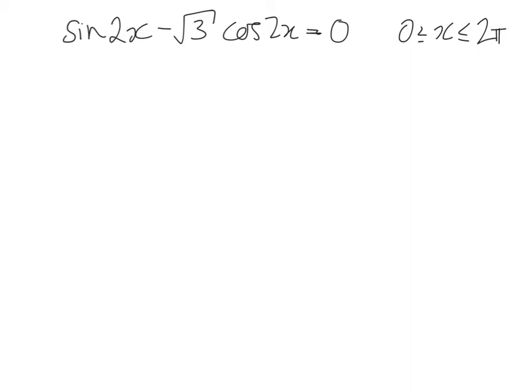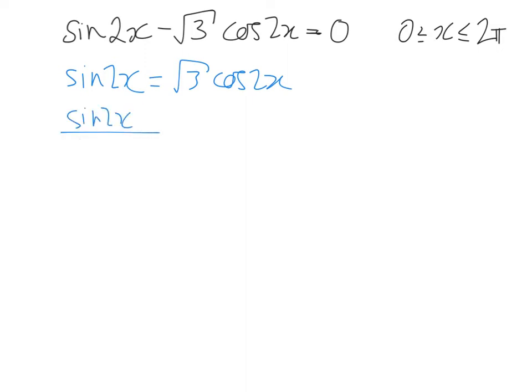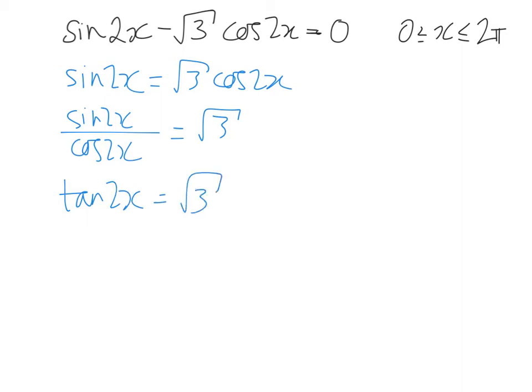Okay, in this example we're going to use the fact that sine 2x over cos 2x is tan 2x. So we'll first rewrite this as sine 2x equals root 3 cos 2x by adding root 3 cos 2x to both sides. Now if we divide both sides by cos 2x, we'll get sine 2x over cos 2x equals root 3. And then this is what we've said is tan 2x. So tan 2x equals root 3. And now because we're dealing with a 2x, we've got to change the range. So 2x is between 0 and 4 pi.